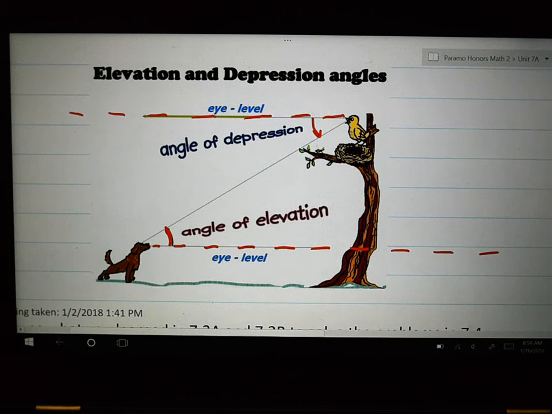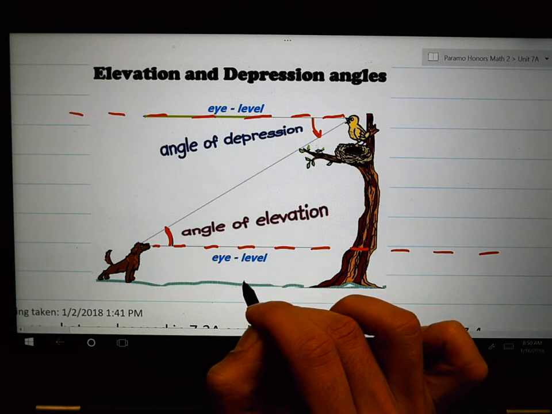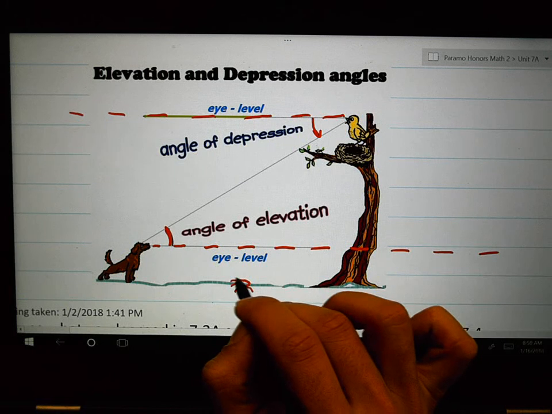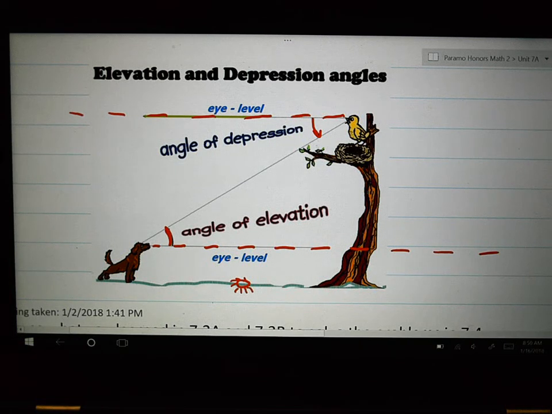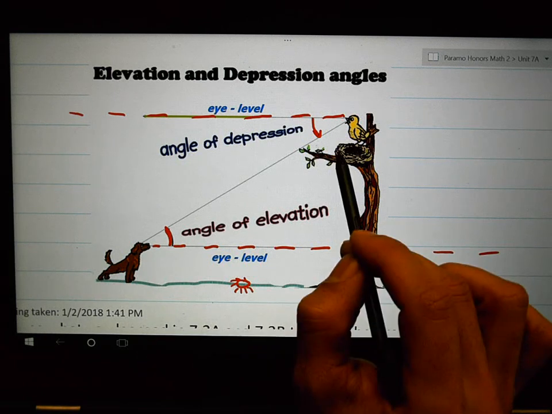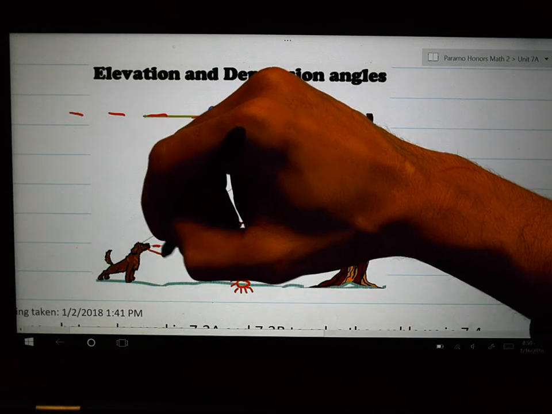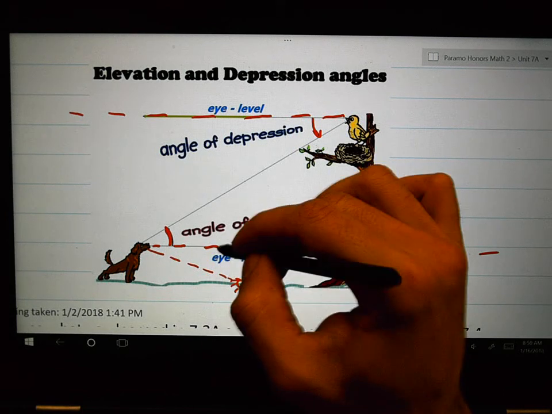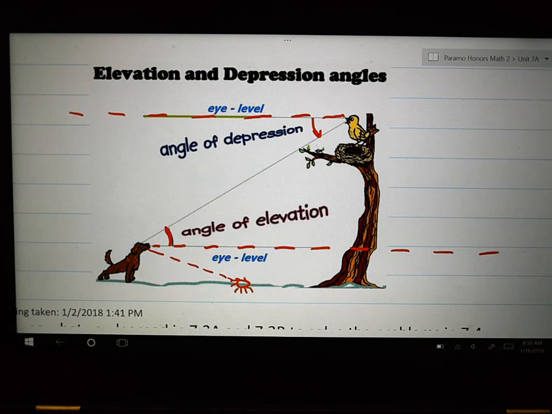The other thing is that I want you to know it's just a matter of perspective. Let me draw a little ant right here, or a bug. And here's my little bug or a spider or whatever, what have you. There's a spider right here, and it's crawling on the ground. This dog has an angle of elevation up to the bird, but if I were to think about the dog to the spider, that would be the angle of depression, because from horizontal downward, it just depends on your perspective.